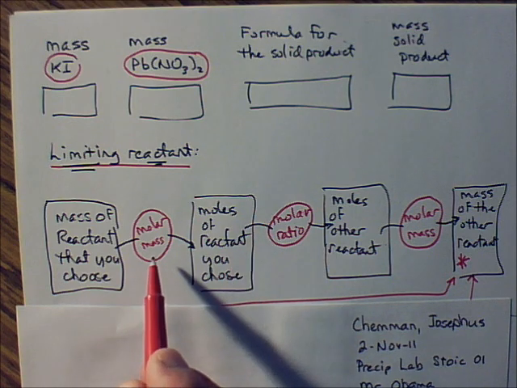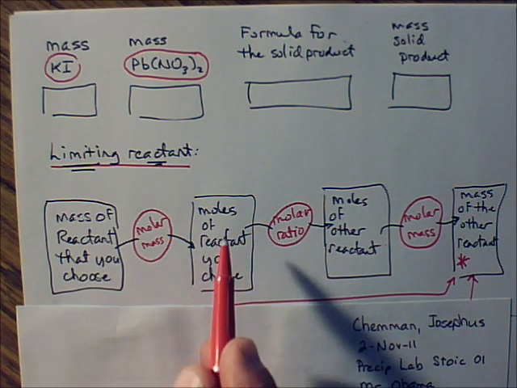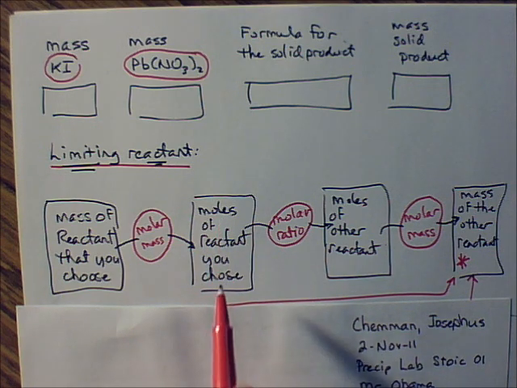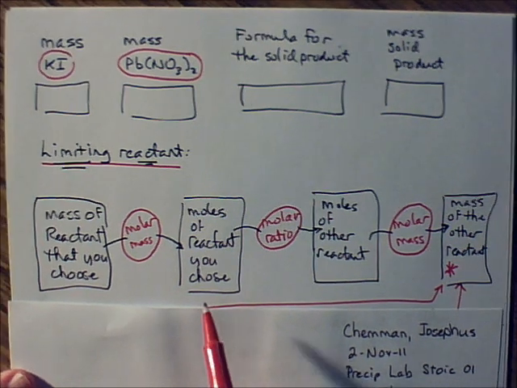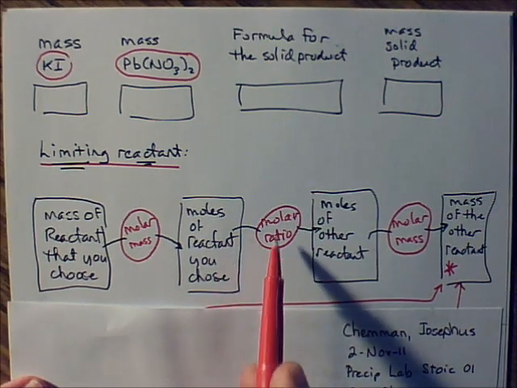You are going to calculate the molar mass to build a conversion unit and find the number of moles of that same reactant you started with. And from that balanced equation you should already have, you're going to figure out the molar ratio.